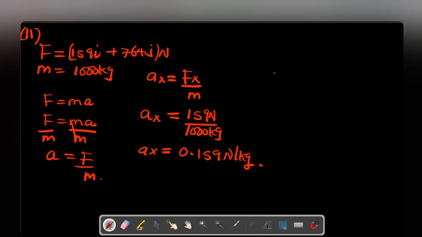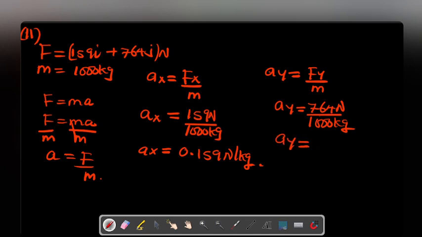Then also we'll do the same for the acceleration in the y. The same equation, we'll apply it in the y. So we have the force in the y over the mass. The acceleration in the y will be equal to the force for the y, which is 764 newtons, over the mass of the car, which is 1000 kg. So 764 divided by 1000 will give us 0.764 newtons per kg.